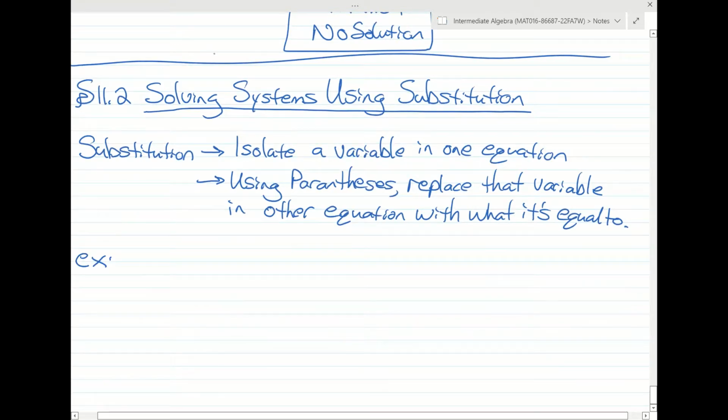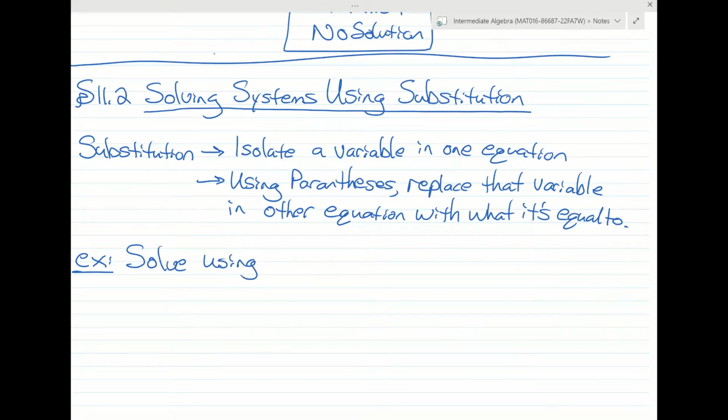Let me go through just a few examples here. I'll just ask you to solve using substitution. Let me show you first. What if we had x plus y is equal to 15 and x is equal to 2y?